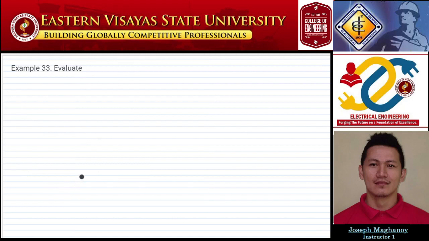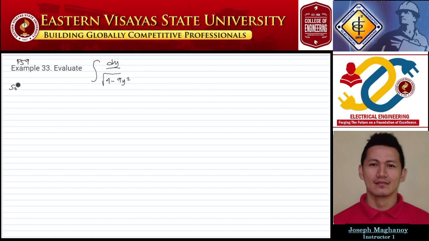Our sample problem, example number 33, can be found in your workbook on page 59. Evaluate the integral of dy all over the square root of 4 minus 9y squared.